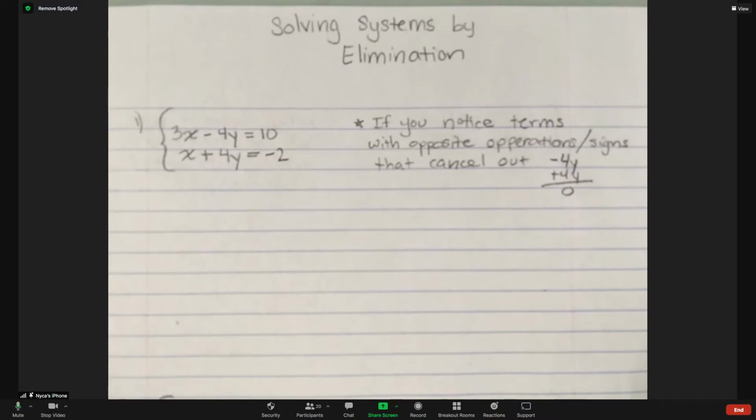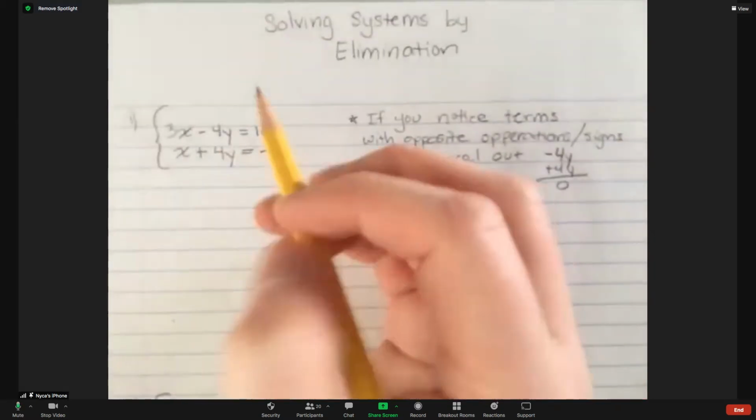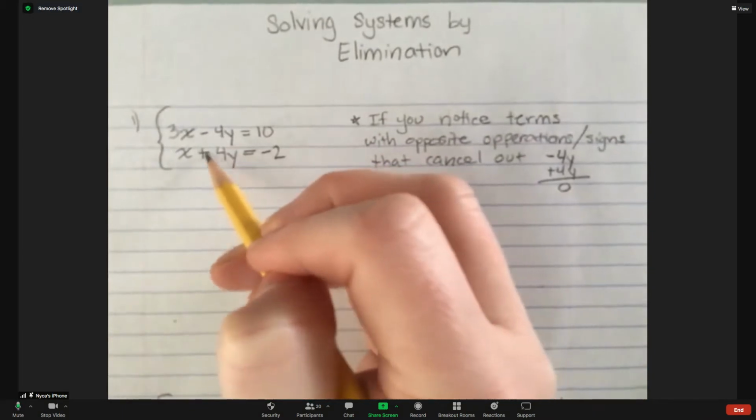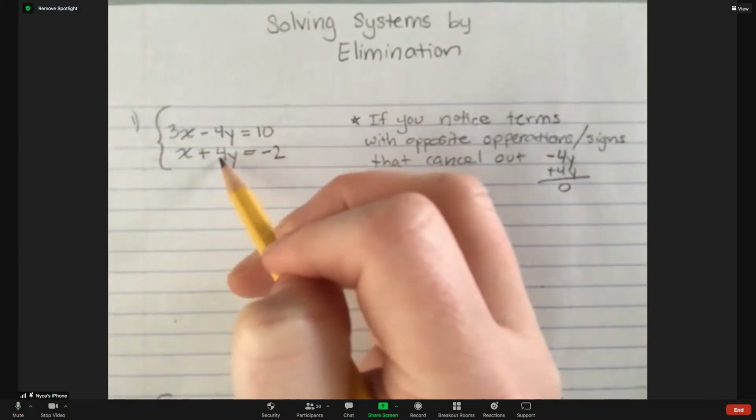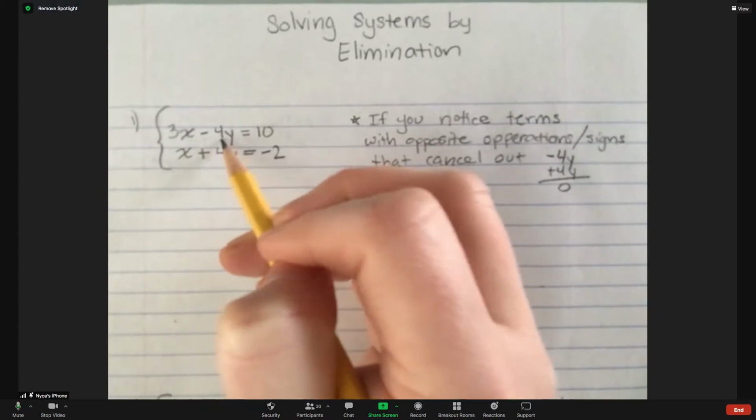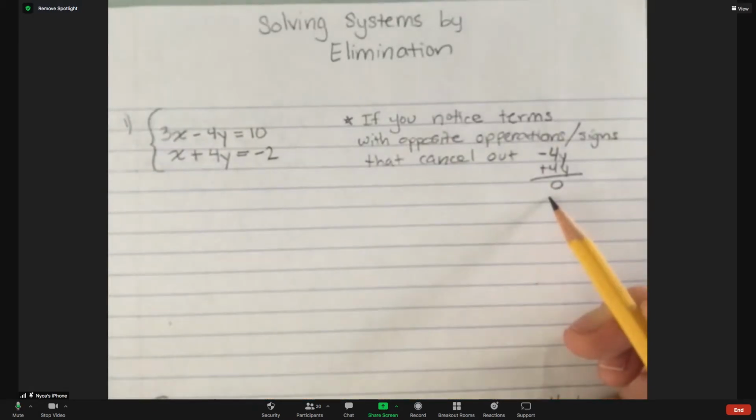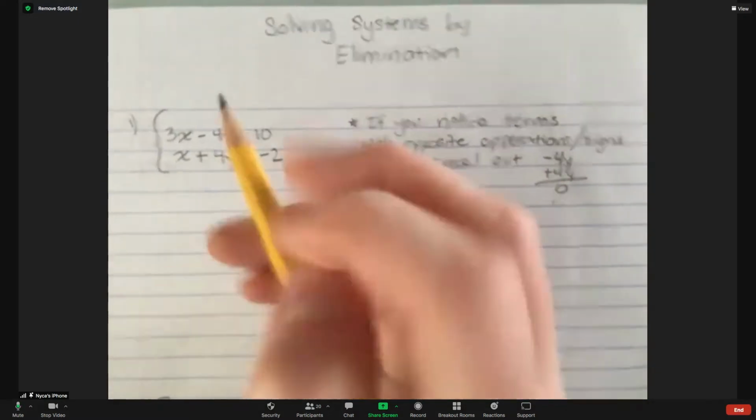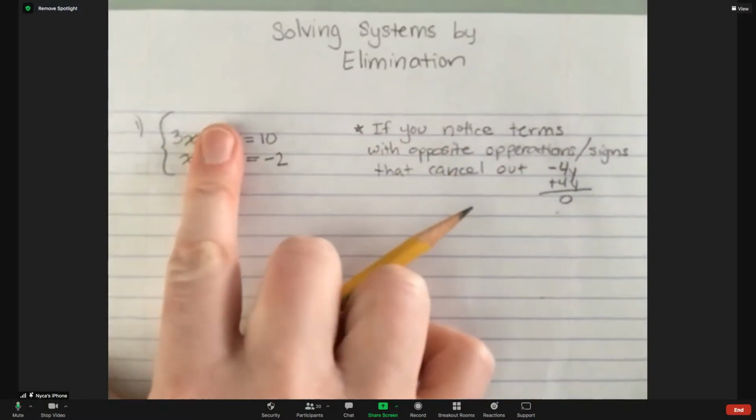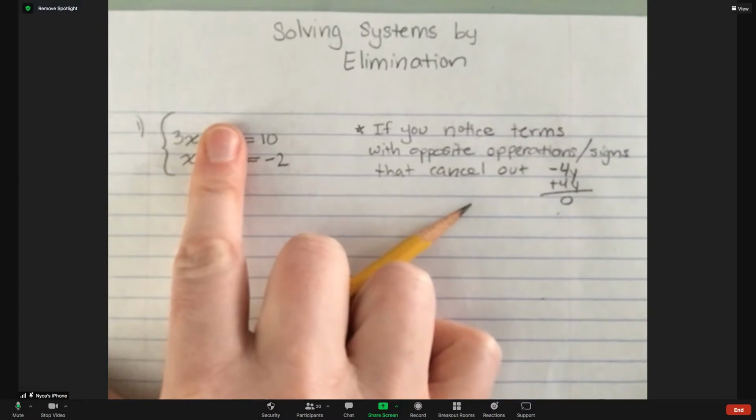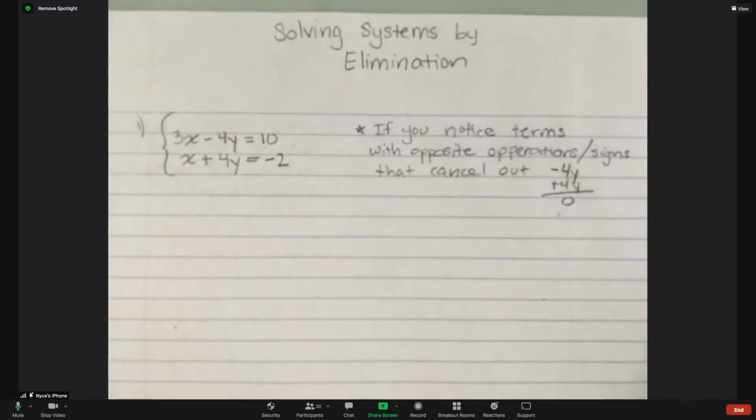So for the first example, 3x minus 4y equals 10 and x plus 4y equals negative 2. By looking at this problem here, you spot that these are opposite signs with the same number. Well, if you had lost 4 yo-yos and you found 4 yo-yos, that makes 0, which means these two terms can get eliminated off the bat so that only x is left. So that's what we're going to do with elimination, is eliminate one of the variables at the start.